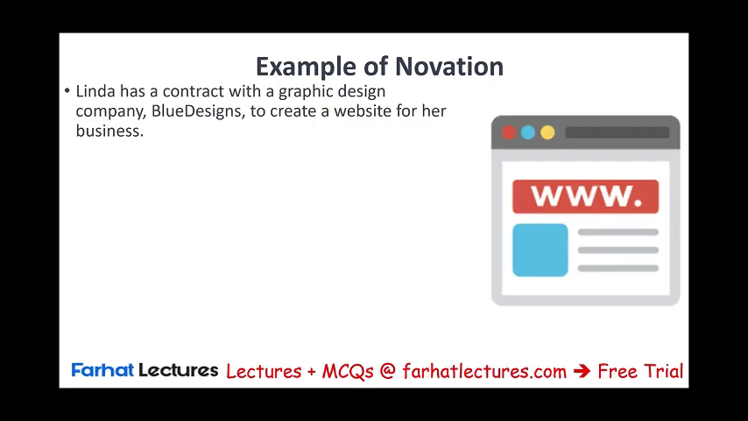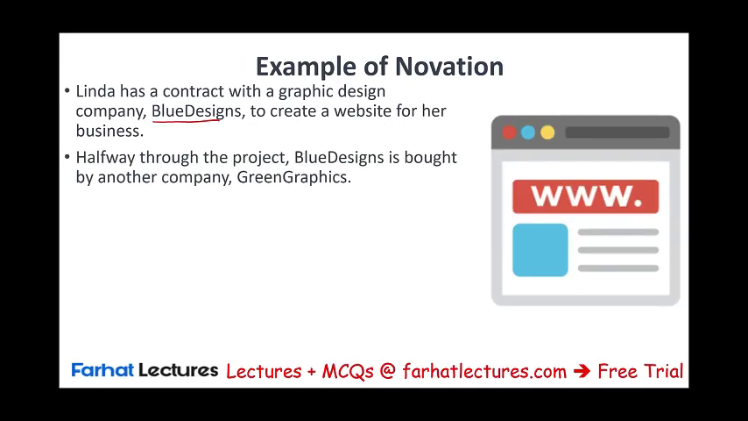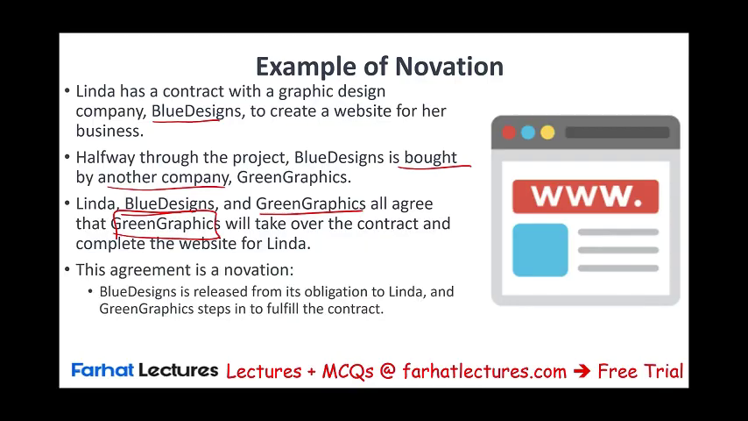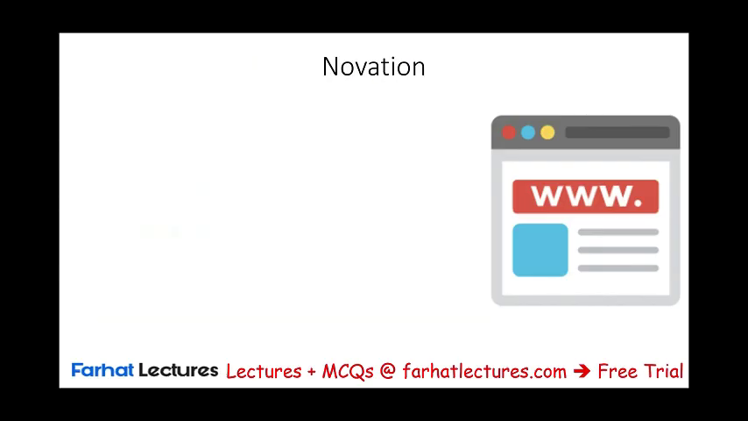Linda has a contract with graphic design company Blue Design to create a website for her business. Halfway through the project, Blue Design is bought by another company called Green Graphics. Linda, Blue Design, and Green Graphics all agree that Green Graphics will take over the contract and complete the website for Linda. Okay, this agreement is novation. How? Blue Design is released from its obligation to Linda, and Green Graphics steps in to fulfill the contract, and we are all on the same page.